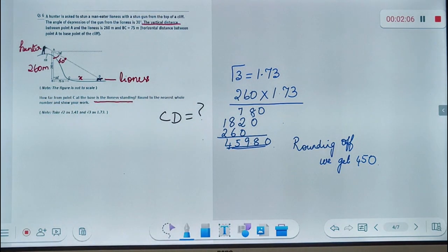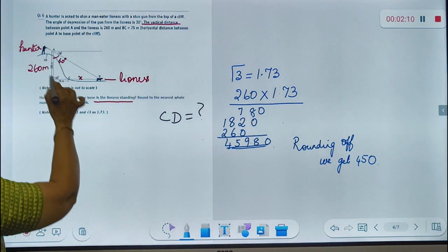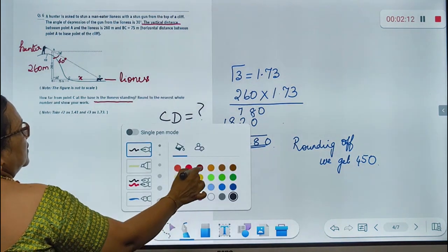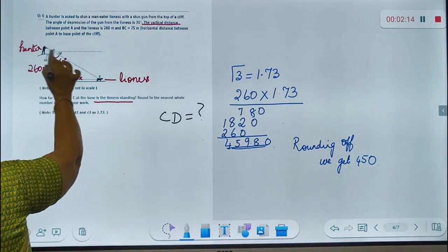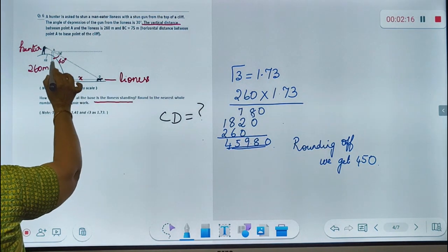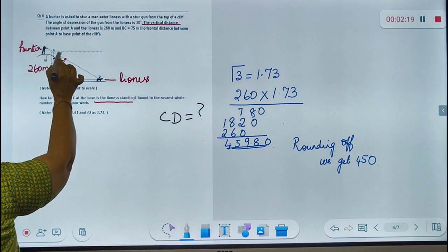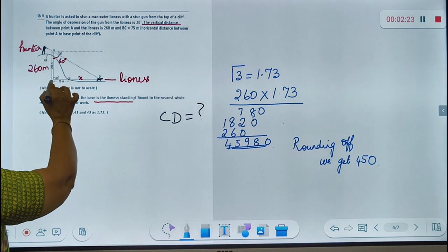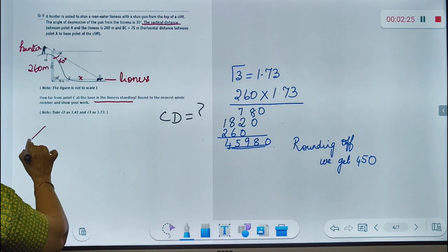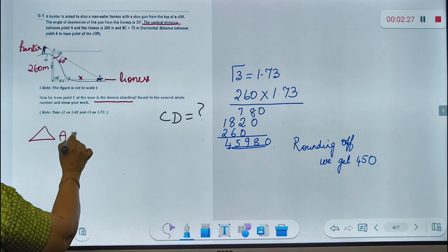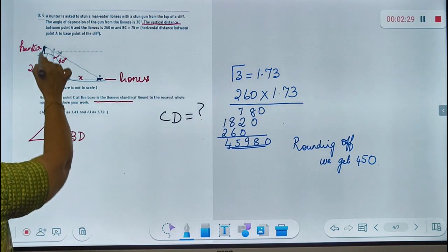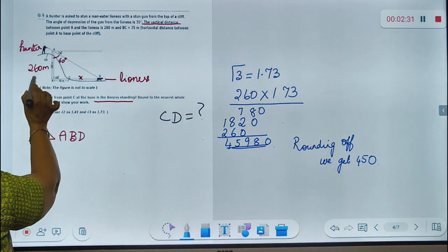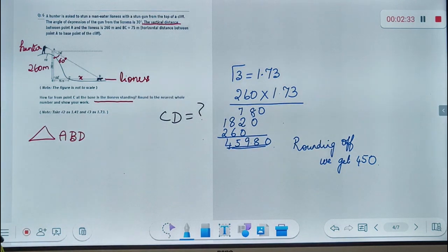The question is to find CD. Now if this is 30, this is 60 degrees. Because these two are parallel lines, this angle is 90, the total angle is 90, this is 30, this is 60. And I know that for this triangle ABD, the adjacent side is 260 and I need to find the opposite side.